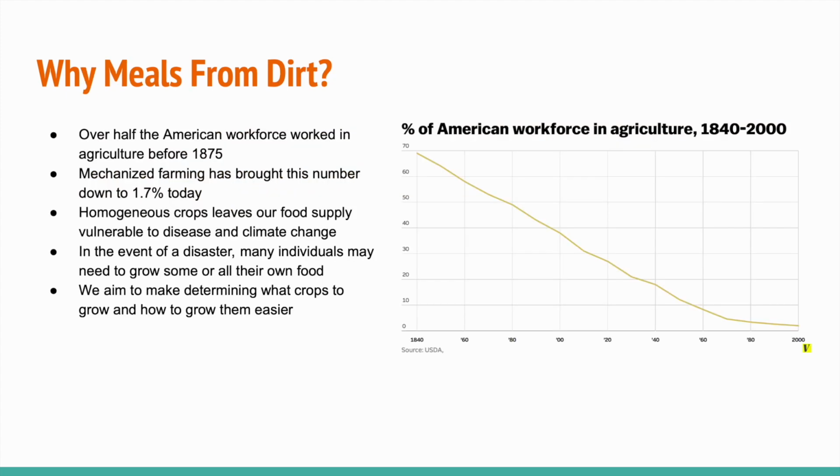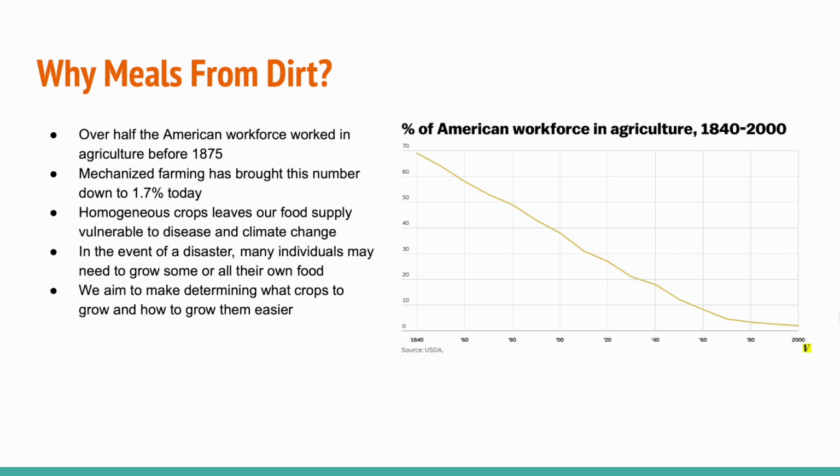The reason we chose to make Meals from Dirt is that back in 1875 and before, over half of the American workforce worked in agriculture. And since then, due to mechanized farming, that number has been brought down to 1.7% today. This, combined with the use of homogeneous crops, leaves our food supply vulnerable to disease and climate change. And in the event of disaster, many individuals may need to grow some of their own food, or maybe even all of their own food. We aim to make that job easier for individuals.